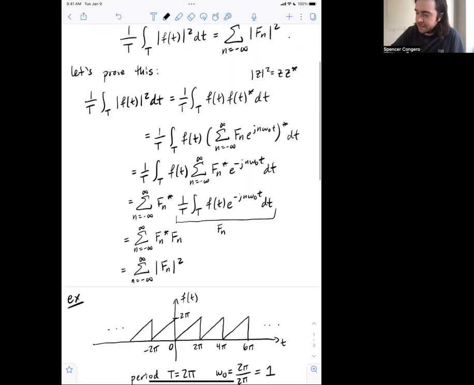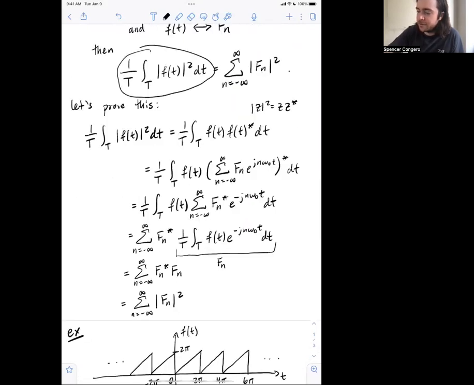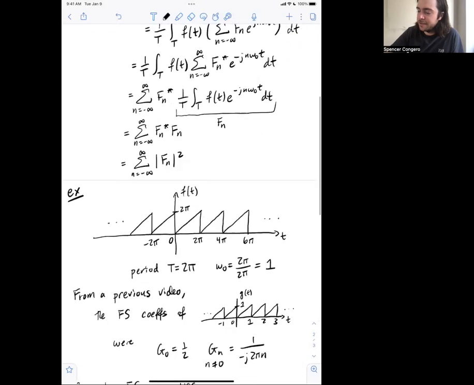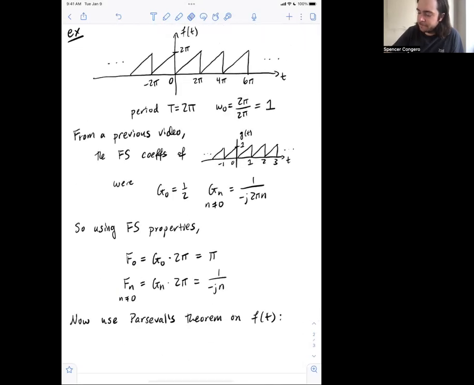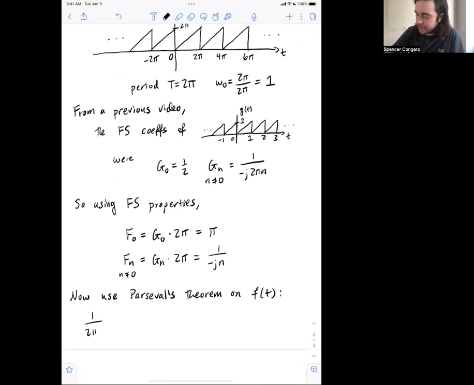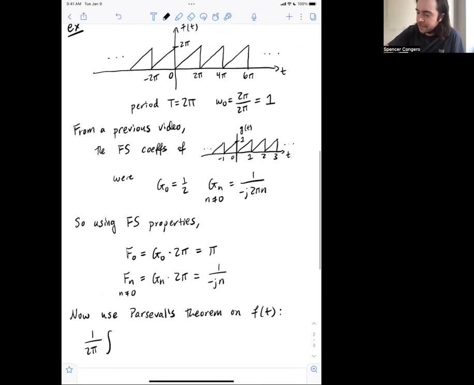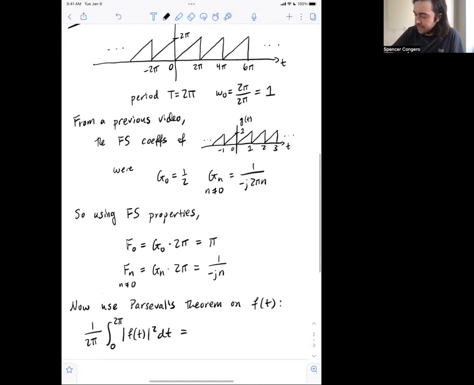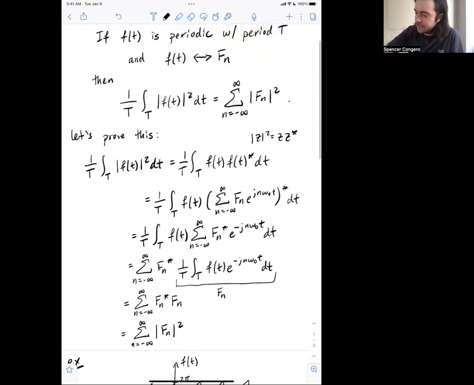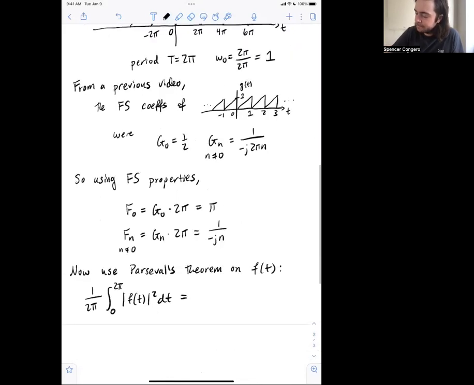Well, on the left side, I have 1 over the period times the integral over a period of the magnitude squared. So what's the period here? Well, it's 2 pi. So I'm going to get 1 over 2 pi times the integral over a period. Let's choose 0 to 2 pi. That looks like a nice interval to choose. So 0 to 2 pi of the magnitude of f of t squared, dt. And that's going to equal the sum of the magnitude squared of all the Fourier series coefficients.